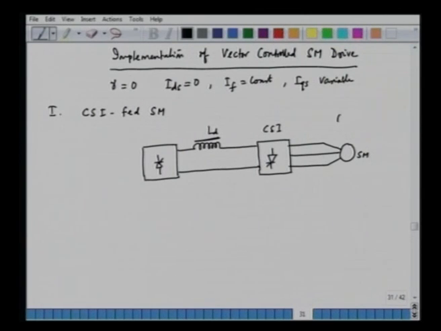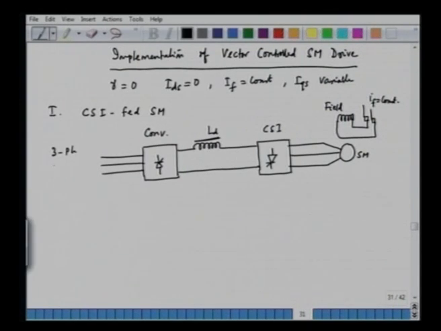We have the field winding here, fed through the slip ring, and we can keep IF constant. We have the 3-phase AC input, and this is a 3-phase converter, and here we have a phase regulator.